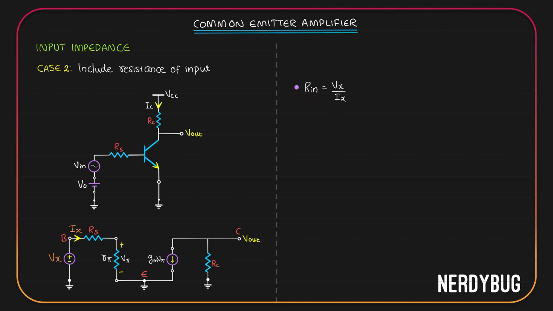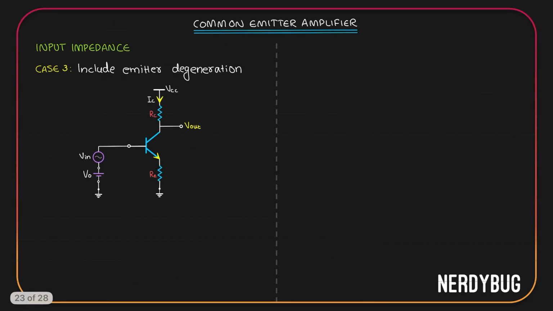Again, let us take the input loop. I'll start from ground, go to Vx, there is Rs over here, and there is R pi over here, and then I go back to ground. Basically, we are applying a potential Vx across Rs and R pi who are in series. So Ix will be Vx divided by Rs plus R pi. That means Vx by Ix will be R pi plus Rs. So our input impedance is R pi plus Rs.